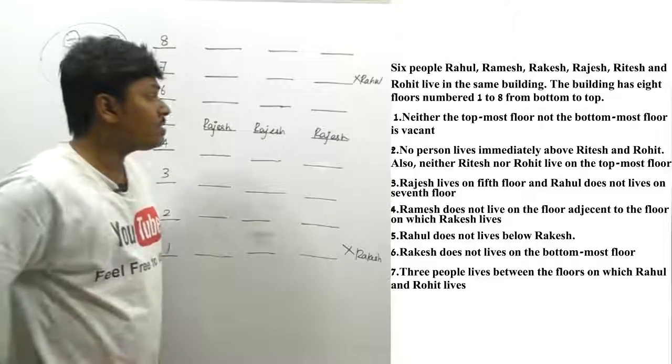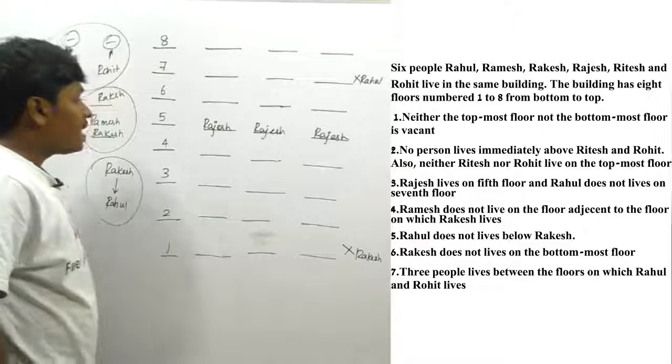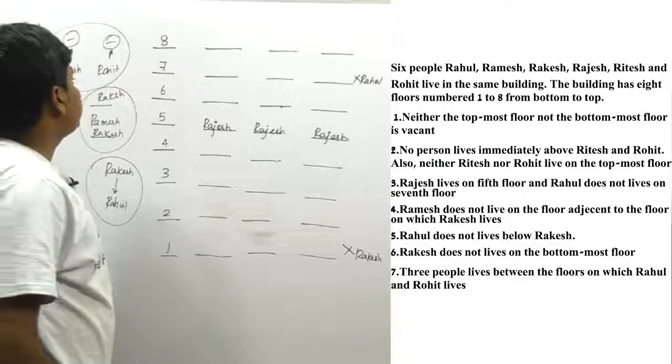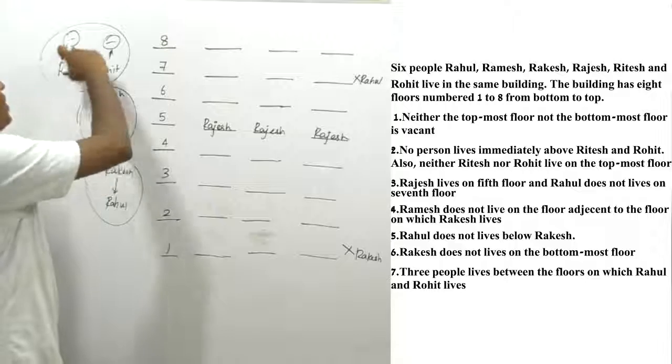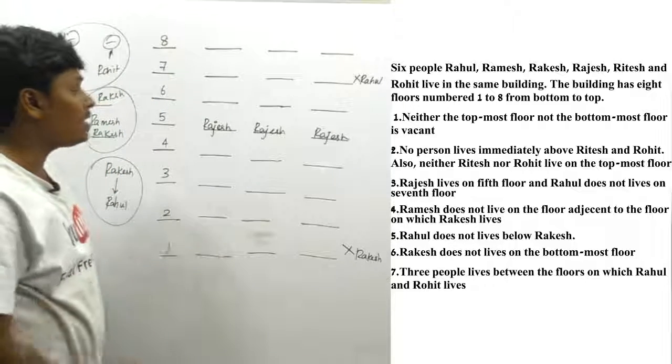Arrangement is completed, friends, right? The question gets completed, but we need to fix something. So friends, first of all I can do one thing. Above Ritesh, we know that there is a vacant portion, right? I will try to fix Ritesh in all the 3 conditions.